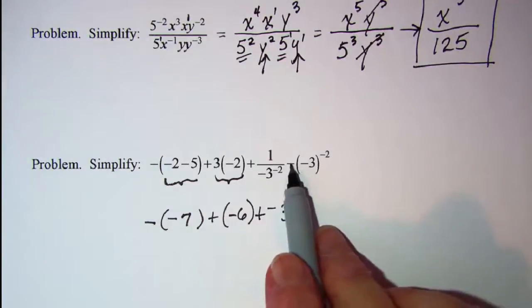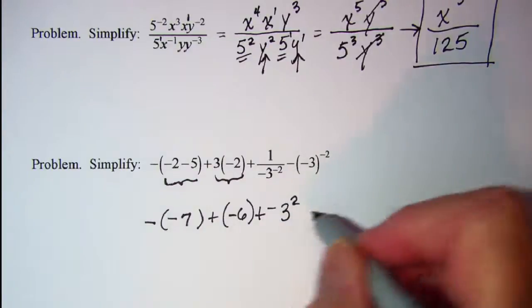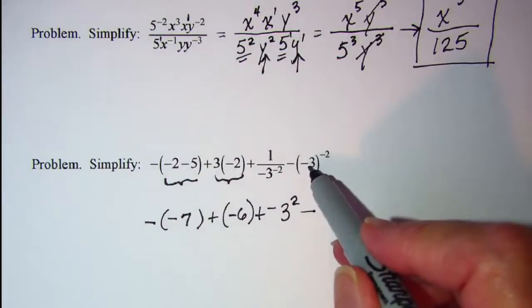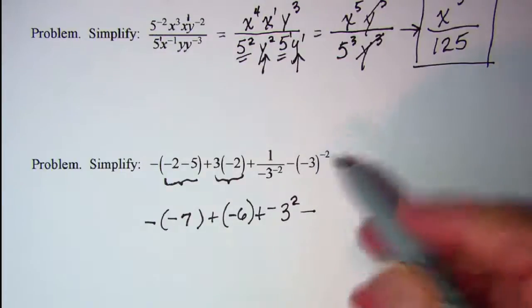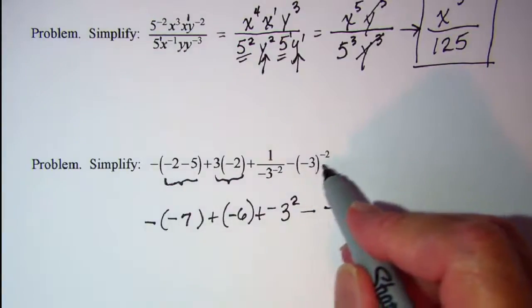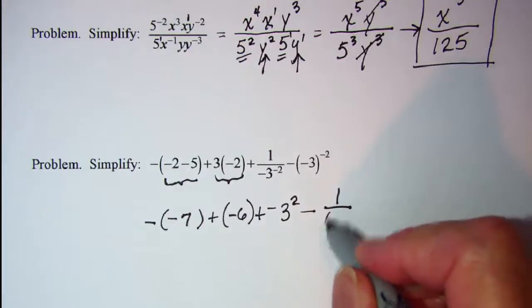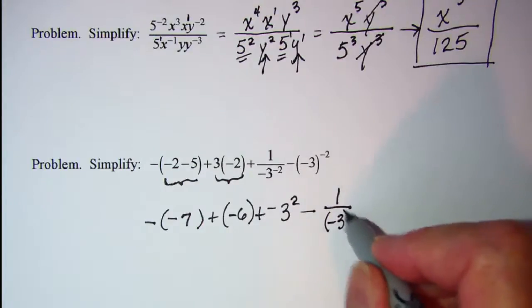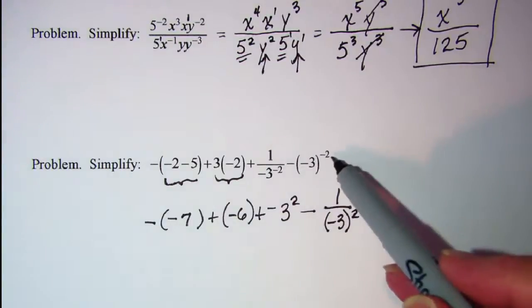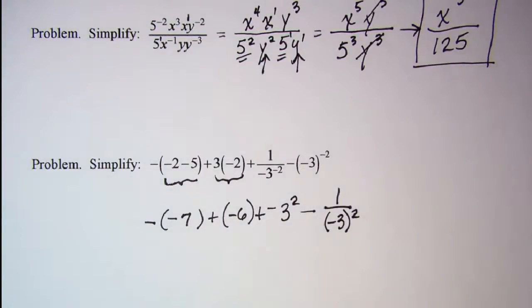All right, let me copy this minus. And then this last term, we have a negative exponent, so I'll make it 1 over. And this time, my negative 3 is being raised to the power. So I need parentheses there, and my exponent is 2 now, since I moved it down to the denominator.